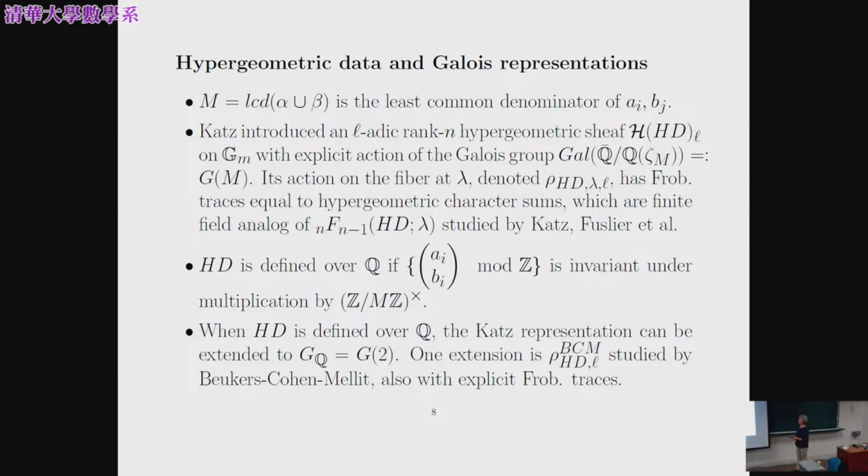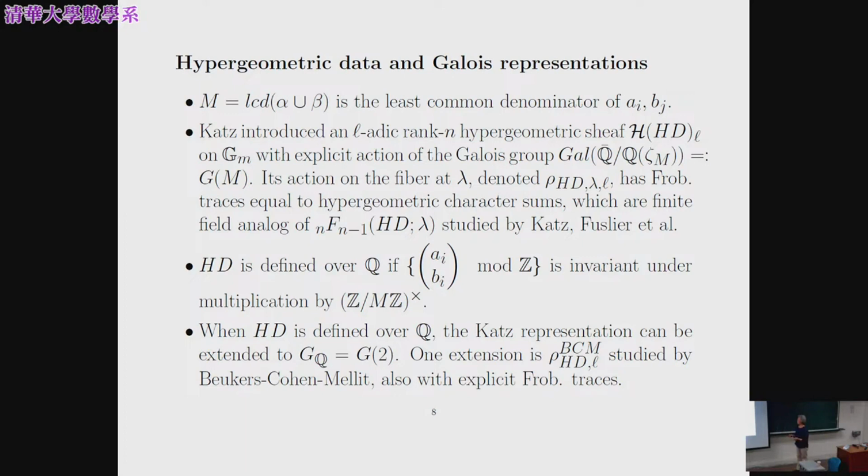So in the case that a datum is defined over Q, then the Katz representation, which was originally for Galois representation of the cyclotomic field, can be extended all the way to the Galois group of Q. So the base field goes from the cyclotomic field to Q, or you can think of joining zeta 2, which is -1. Q joining -1 is the same as Q.